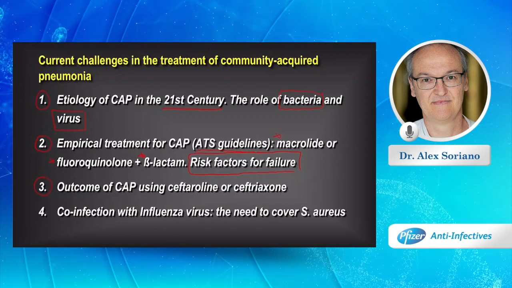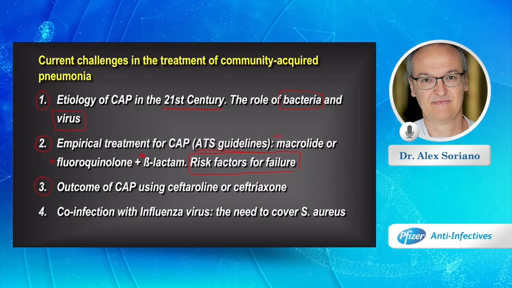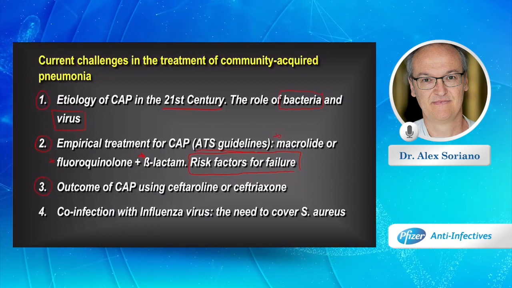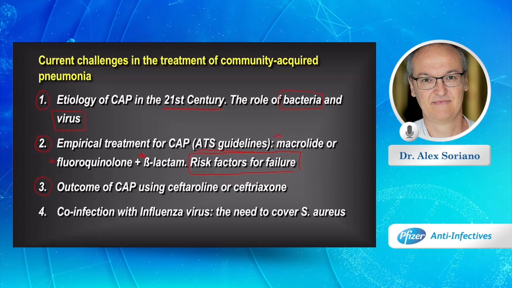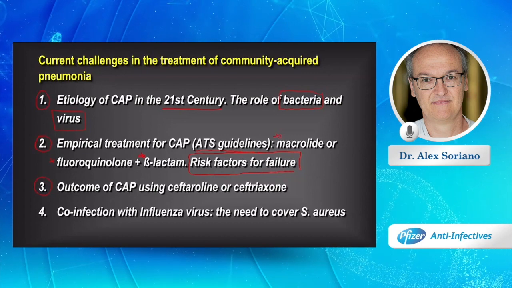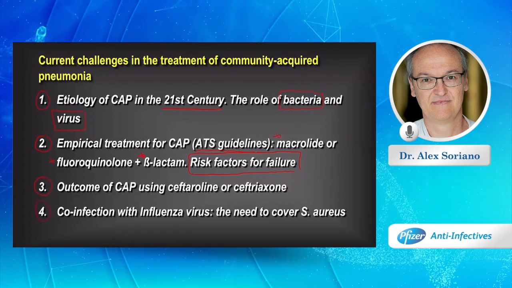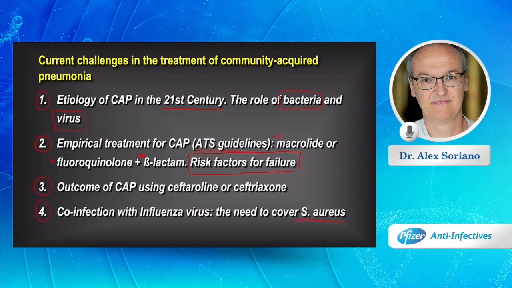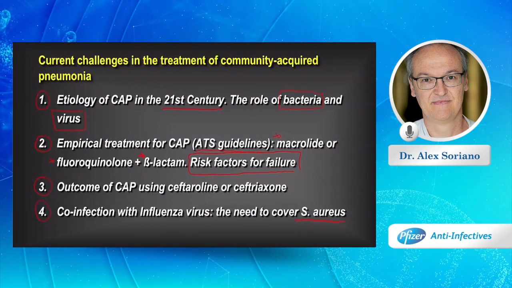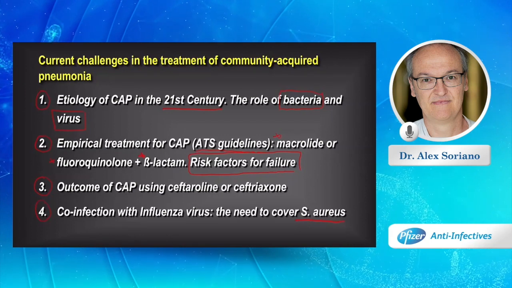And finally, I think that it's very important to discuss the relevance of Staph aureus as one of the important pathogens, although not so common, but a very severe pathogen associated with community-acquired pneumonia in particular circumstances, and how to cover and how to do the best coverage for this pathogen.